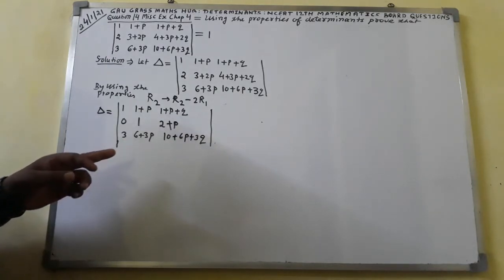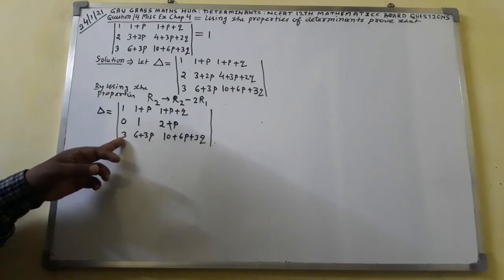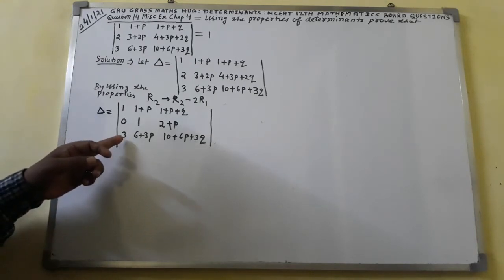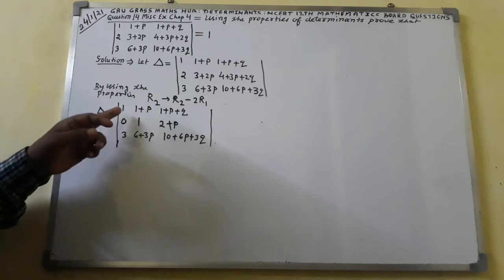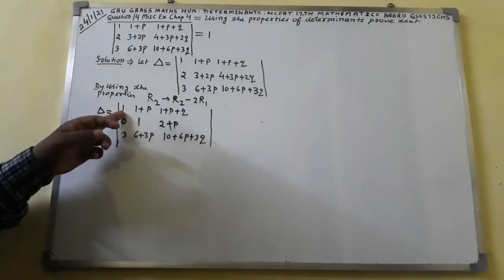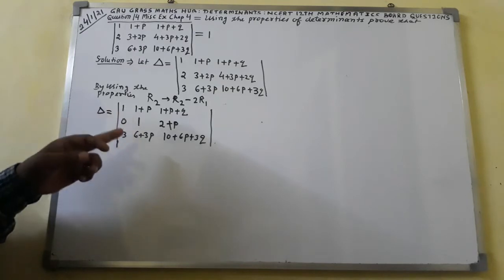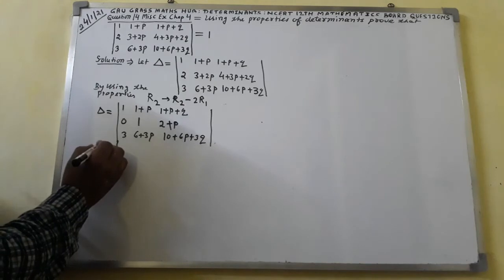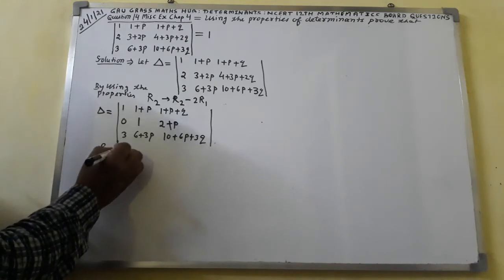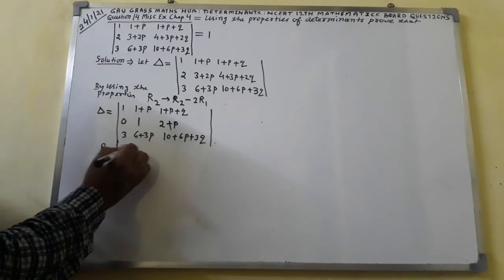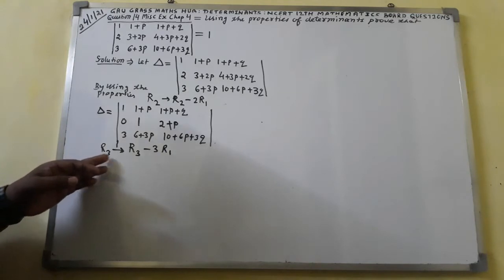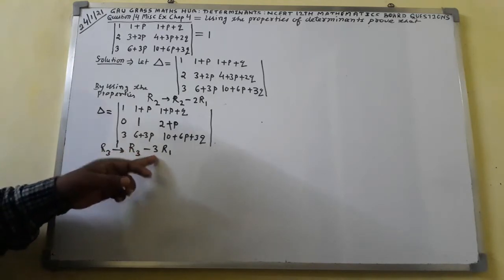Next you can see here 3 is there. So here, in place of 3, I want 0. What to do in this case? R3 minus, if you subtract 3 times of 1, comes out to 3. 3 minus 3 comes out to 0. So here I shall use the property R3 goes to R3 minus 3 times R1.